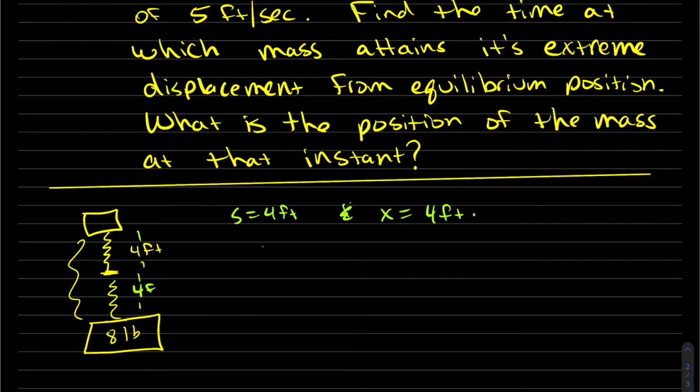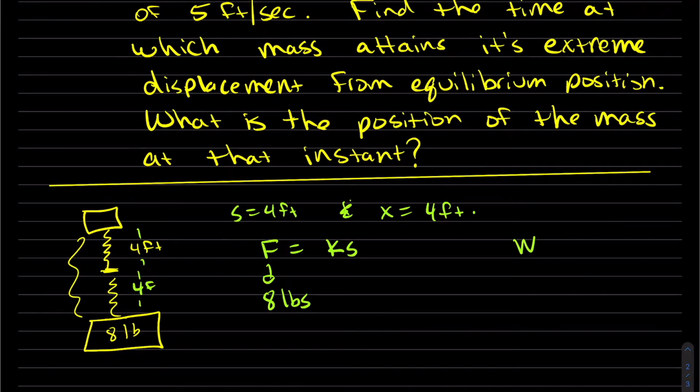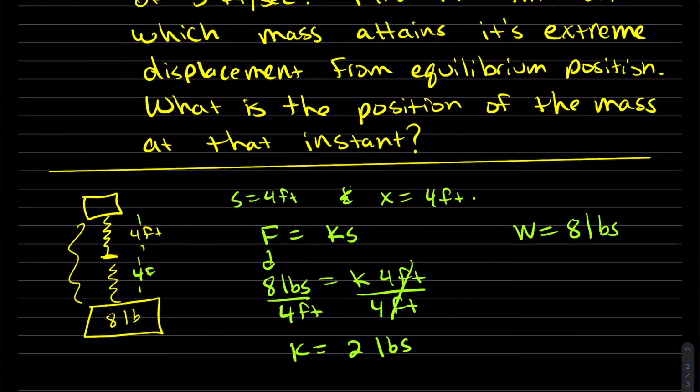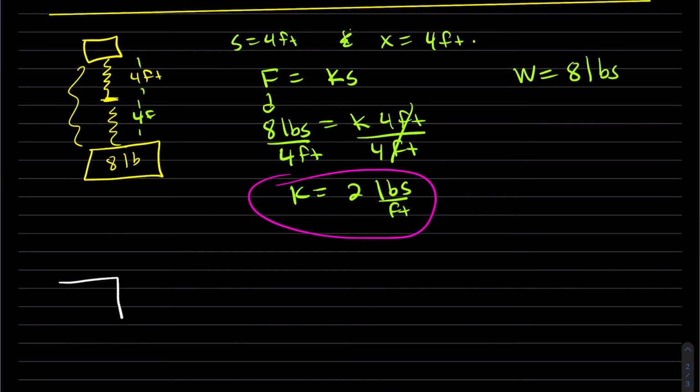So we can use force equals ks to find our k. Our force is going to be the 8 pounds, our weight, which we'll have to convert to slugs later. So our force is 8 pounds, the k we're looking for, and s is 4 feet. If I divide by 4 feet, k equals 2 pounds per foot. So there's my k.